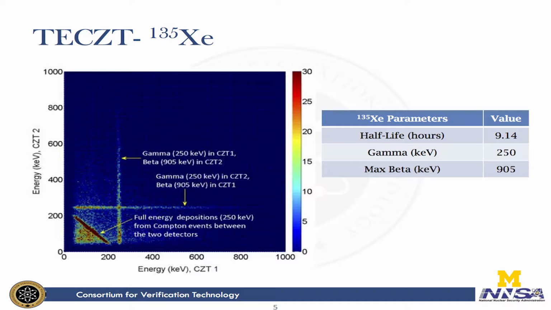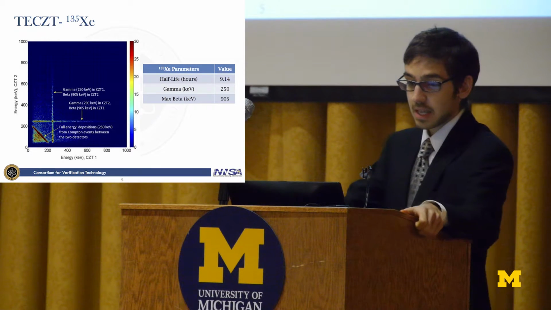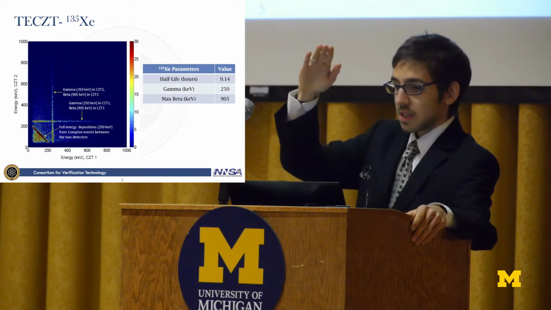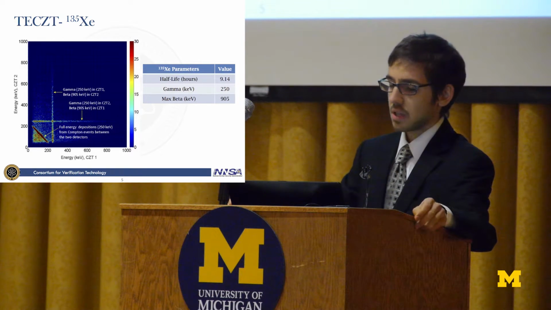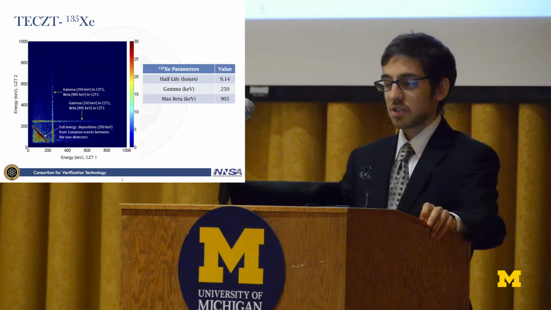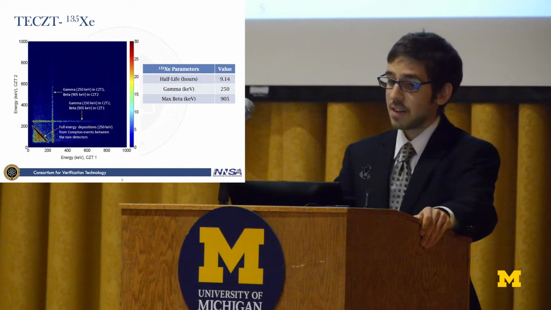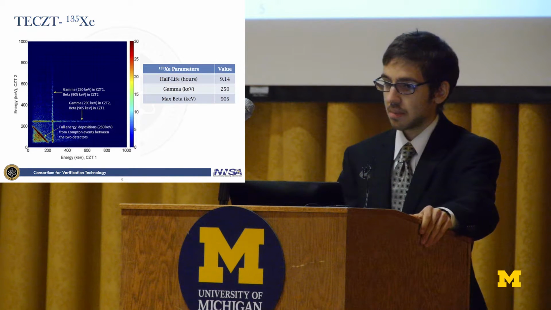Here's from Xenon-135. What we expect to see is a beta spectrum from 0 to 905 keV, and we expect both of these spectra to be located at 250 keV in coincidence with the 250 keV gamma. And that's exactly what we see. We also see this diagonal line here, and this is associated with full energy depositions between the two detectors from Compton events. So if you sum up the X and the Y coordinates here, they'll sum up to 250 keV, and you can actually use this line to calibrate your system, which is what we did.